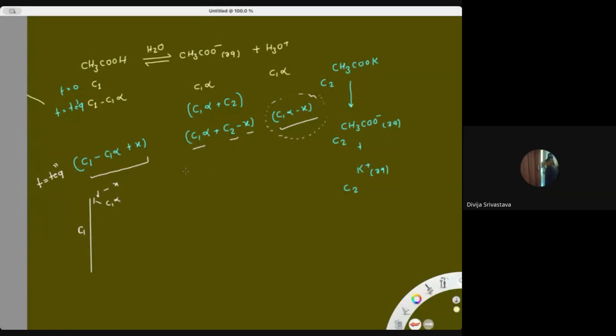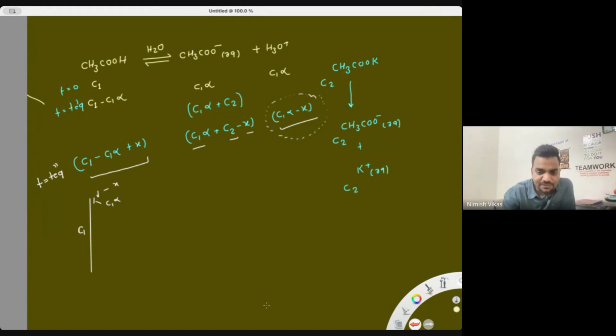Yes, sir. So I will just give you a brief of whatever I was discussing. So this acetic acid was there. It was C1 in the beginning, then it became C1 minus C1 alpha. This is what usually happens when you add a weak acid. A part of it gets dissociated, but the part which gets dissociated is usually very small because the degree of dissociation is very small, like 1% or 2%.